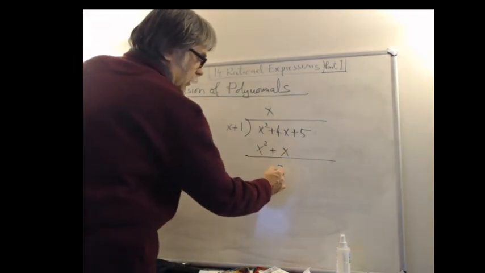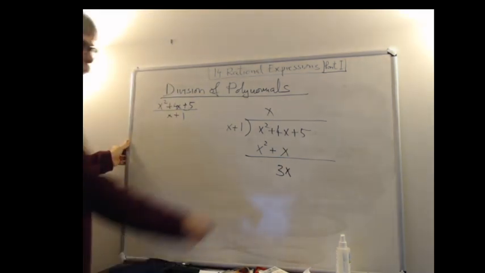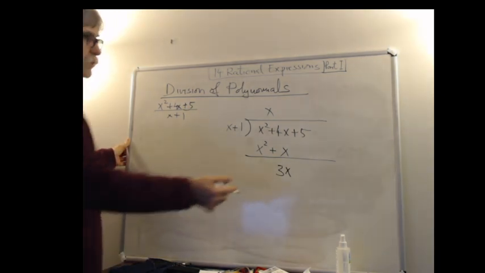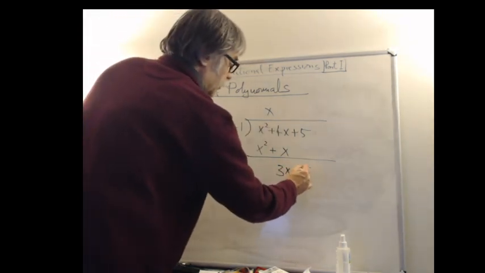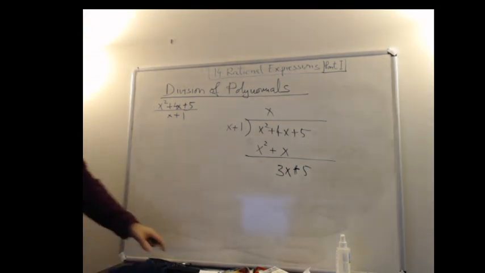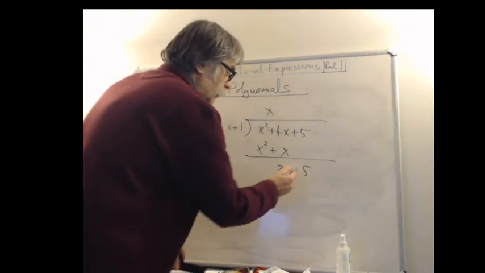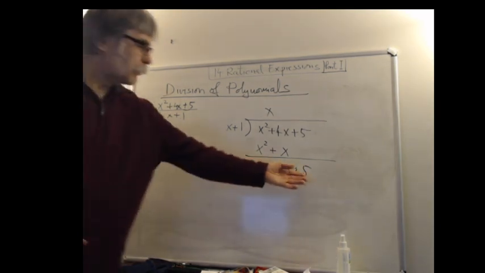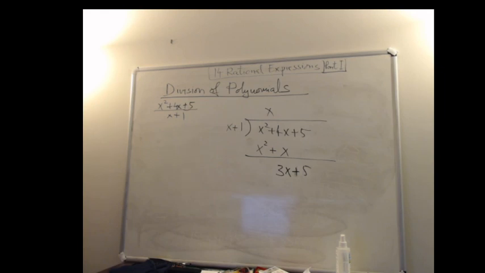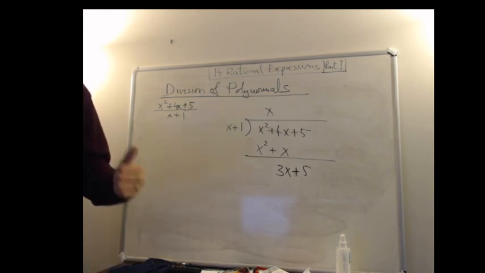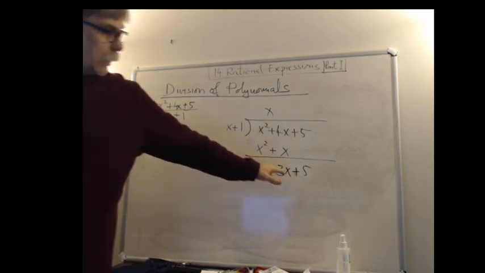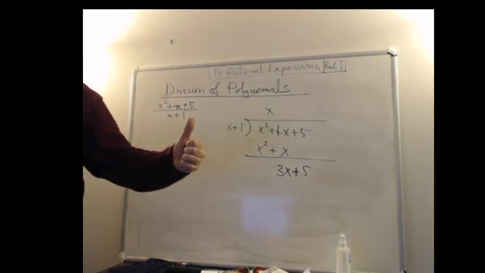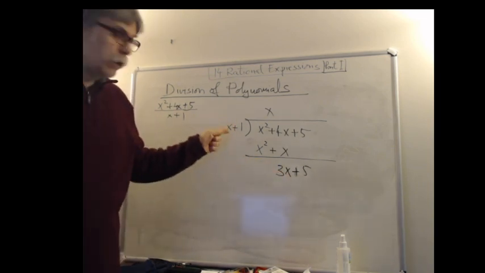4x minus x is 3x. There you have 5 minus 0, that's 5. You could just say, I dropped the next digit. Now, is the division over or not? Do I have a smaller number here than here? Again, the question is not about a smaller number. The question is about the degree. What's the degree here? 1. What is the degree here? 1. Degree here is not smaller than degree here.